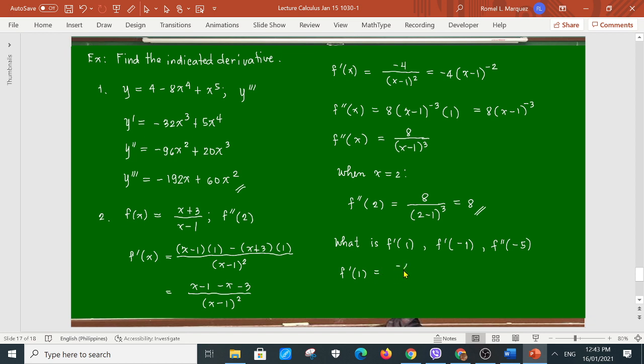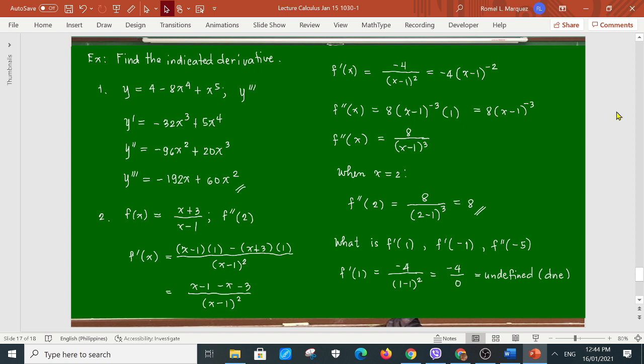That is negative 4 over x minus 1 squared. So it is 1 minus 1 raised to 2. It is negative 4 over 0, undefined. Or does not exist. The value of the derivative is not defined. It's not a real number. In other words, there's no tangent line there.